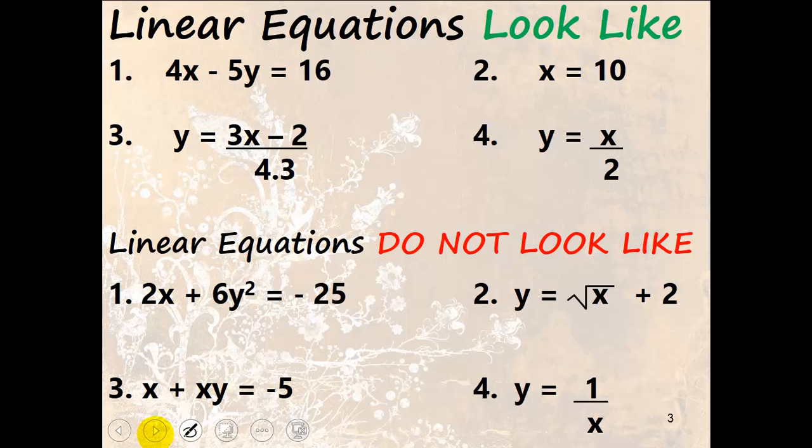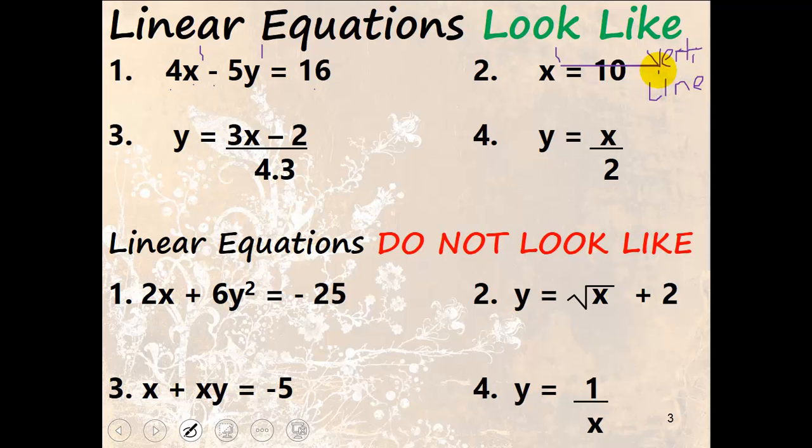1 through 4, the top ones, these are what linear equations or functions look like. Notice that on this first one, x is to the first power, y is to the first power. I'm only multiplying numbers and letters. I'm not dividing. I have a subtraction sign, okay? My constant is moved to the right. X equals 10. It's to the power of 1. This is a vertical line.